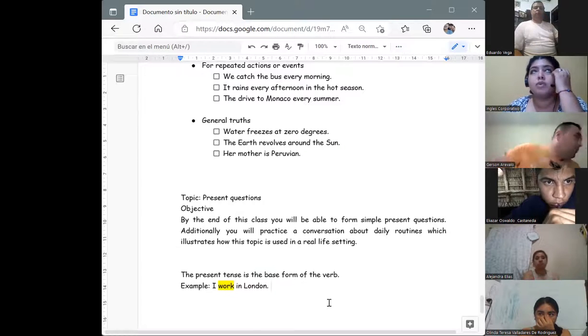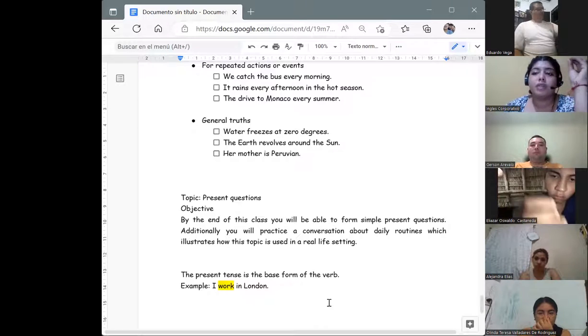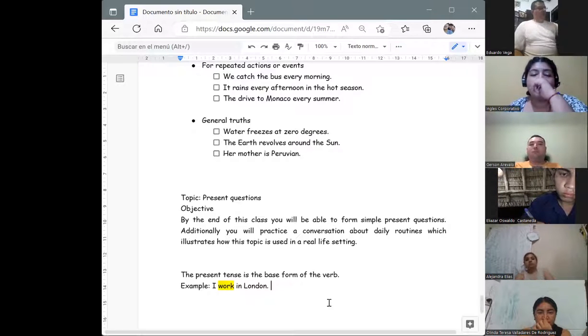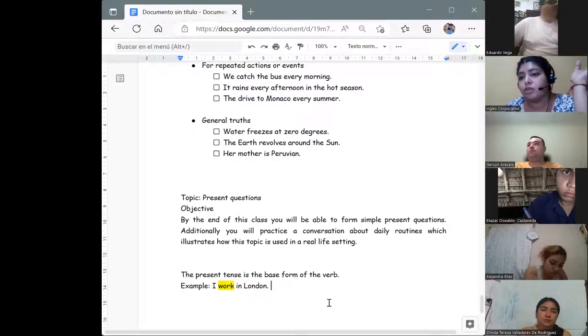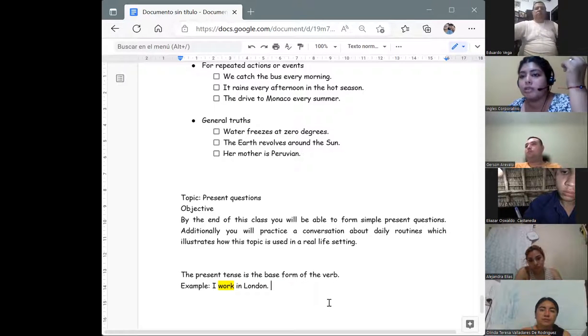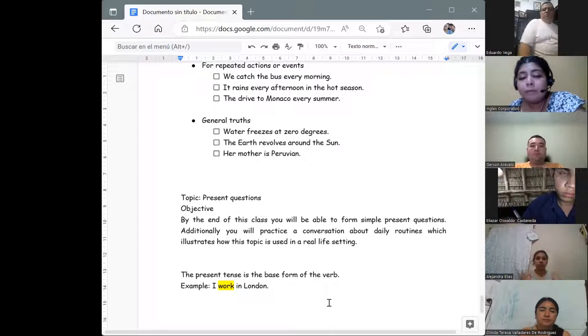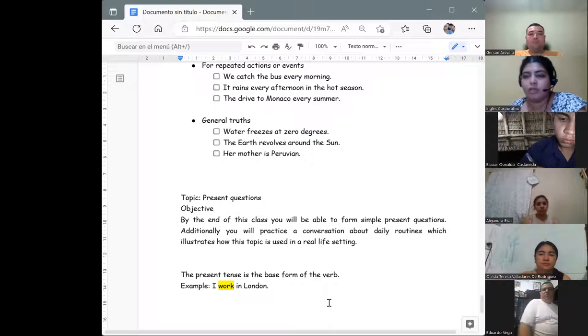And in some cases, we can have different words that have something else, but in this case, we are not going to use that complement. En algunos casos, aparecen los verbos que llevan to, una T y una O antes del verbo. Pero en este caso no los estamos utilizando, sino que simplemente estamos utilizando la palabra.